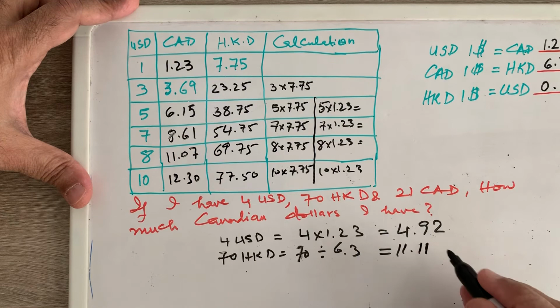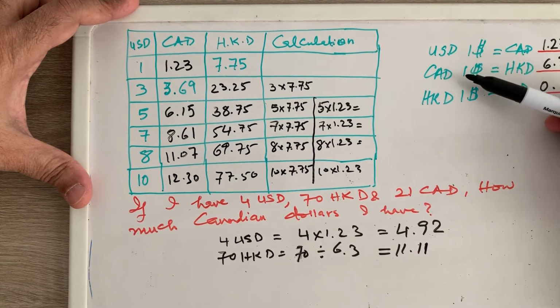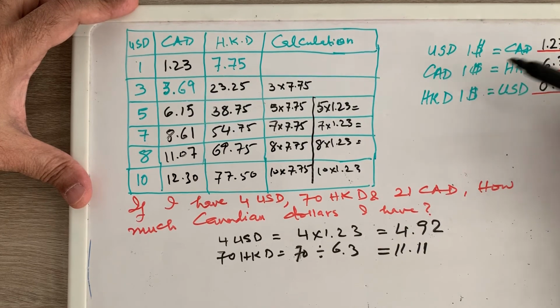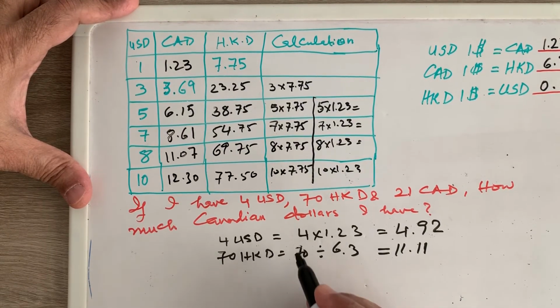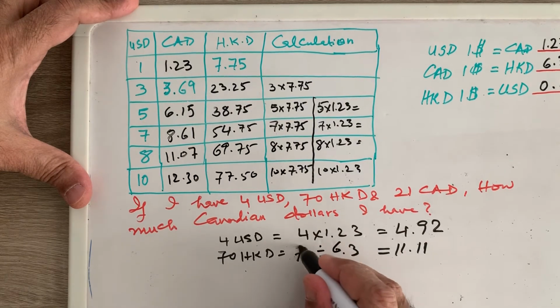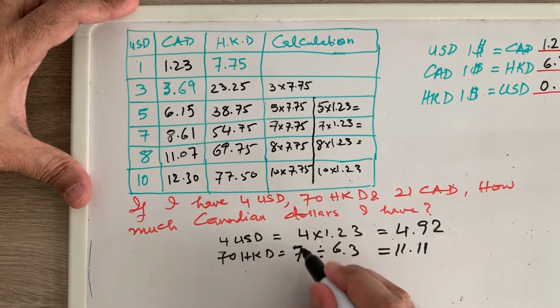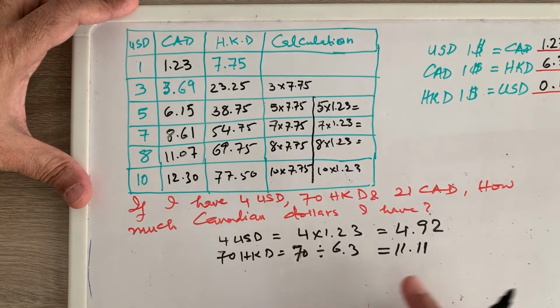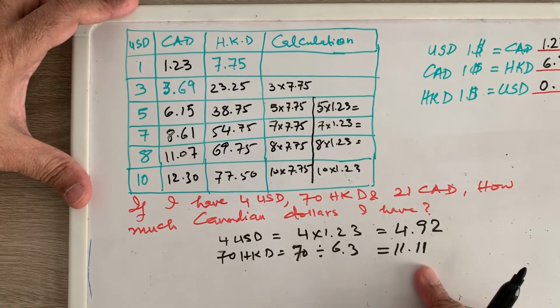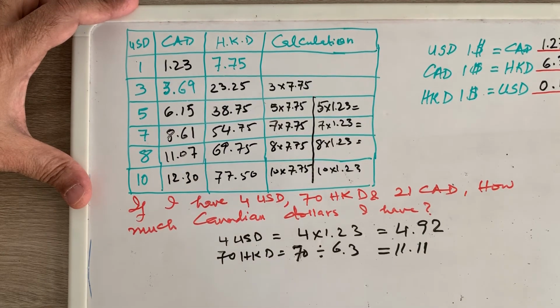Why do we divide? Because 1 Canadian dollar is bigger, right? From Hong Kong dollar to Canadian dollar, the result will be a lesser quantity because Canadian dollar is bigger than Hong Kong dollar. So the conversion factor will be dividing the amount, because we have to get the lesser amount, since Canadian dollar is bigger than Hong Kong dollar.